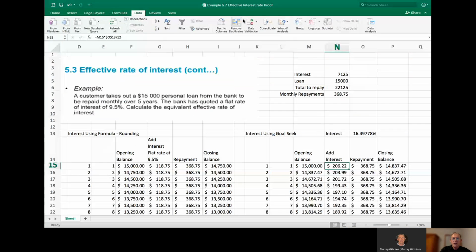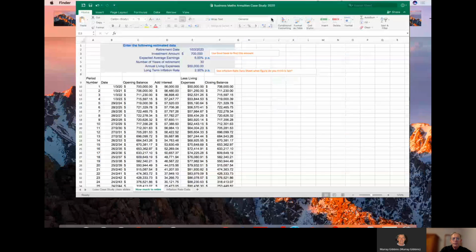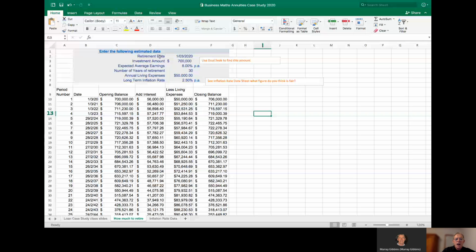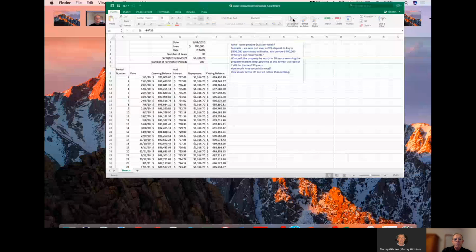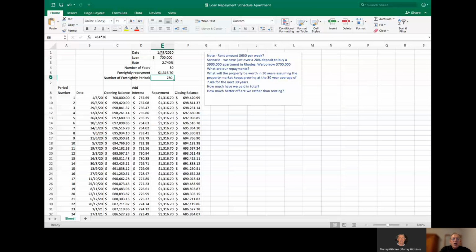I think this is the one. No, that's not the one I want. This will do. Maybe this is an investment amount. Maybe I want a loan instead. Maybe I want this one. Okay. I've got a pretty big loan here, I think. Let's just check it out.